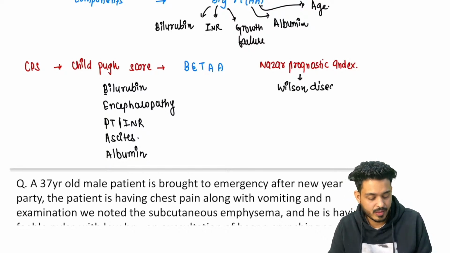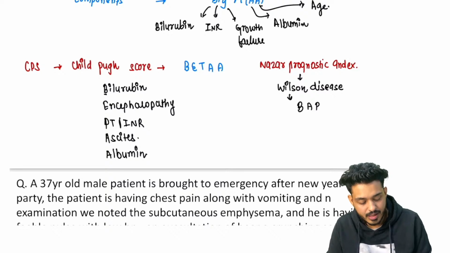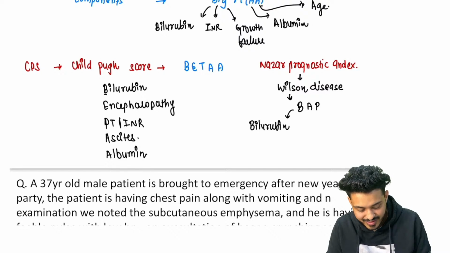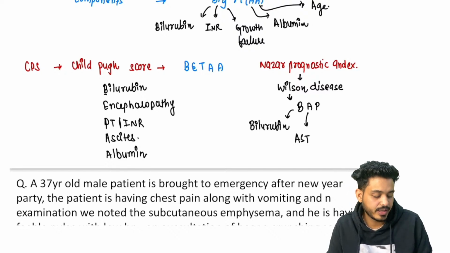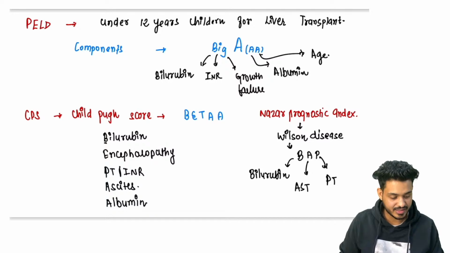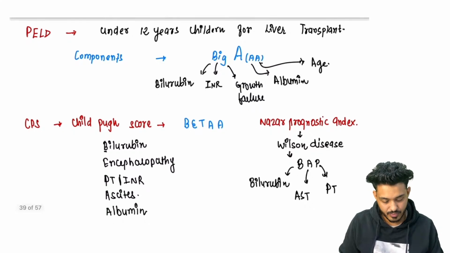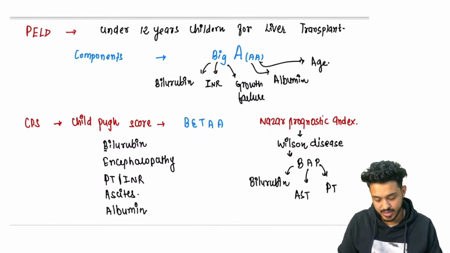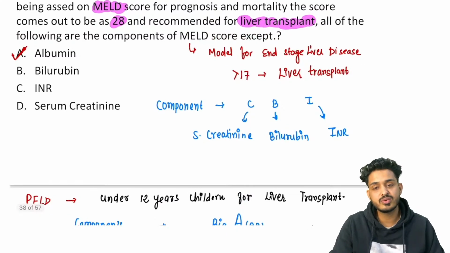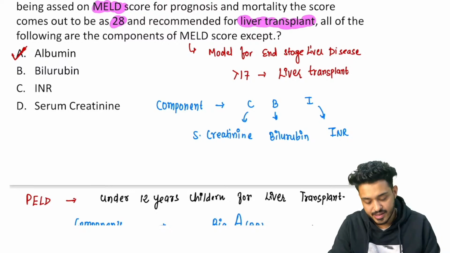Wilson disease में यूज में लेंगे, right? So the mnemonic is BAP. And what are the three things we are having? B for bilirubin will be there, A for AST, and P for PTINR, right? So this is going to be the Nazar's prognostic index, right? At least you should be remembering this particular set of information. इतना तो पता होना चाहिए, right?